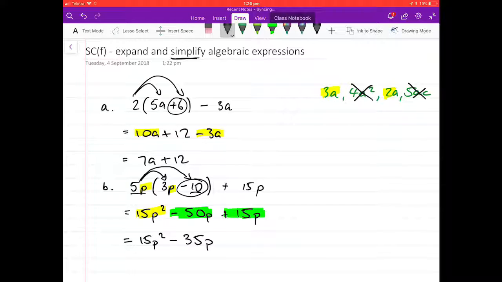All right, so not a lot different from the previous success criteria, guys. It's just that we're adding a little bit on the end, which is going to force you to look for these like terms and simplify as a result.